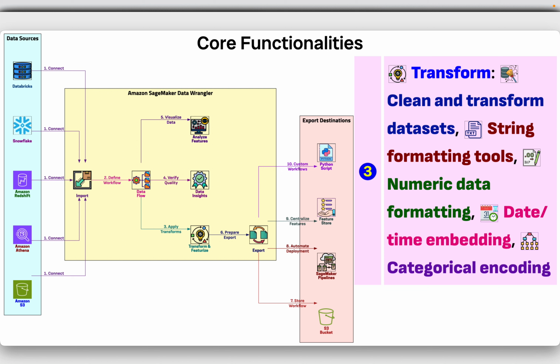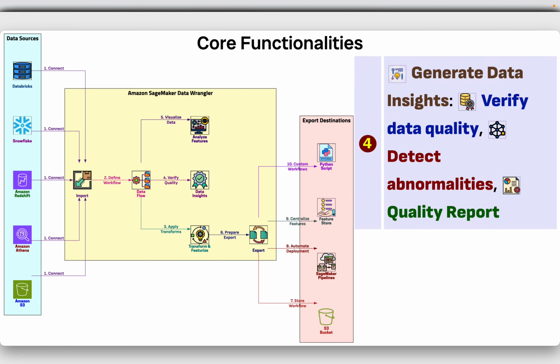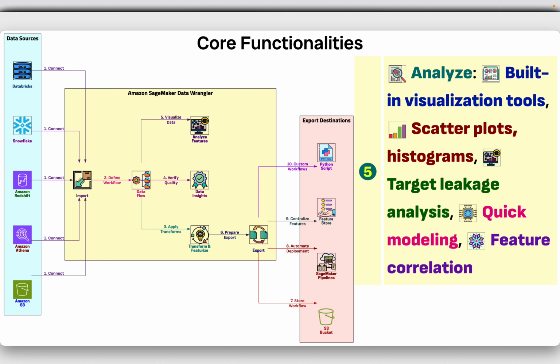Next step is the transform. So here you clean and transform your dataset using standard transforms like string, vector, numeric data formatting tools. You can featurize your data using transforms like text and datetime embedding and categorical encoding. Next is you generate data insights. So Data Wrangler automatically verifies data quality and detects abnormalities in your data with Data Wrangler Data Insights and Quality Report.